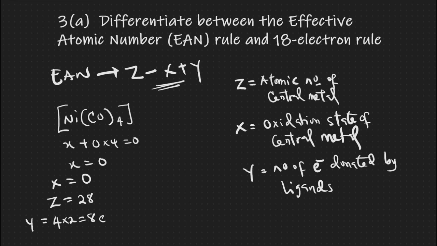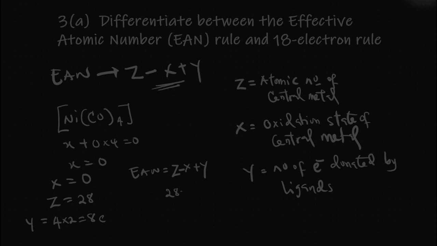So applying the formula, we know that minus what is our X, 0, plus our Y is 8. So 28 plus 8 is equal to 36. So let's check the periodic table to see the position of nickel, that is the center metal here, and that element that has the atomic number of 36. If it's a noble gas, then that means it satisfies the effective atomic number rule.